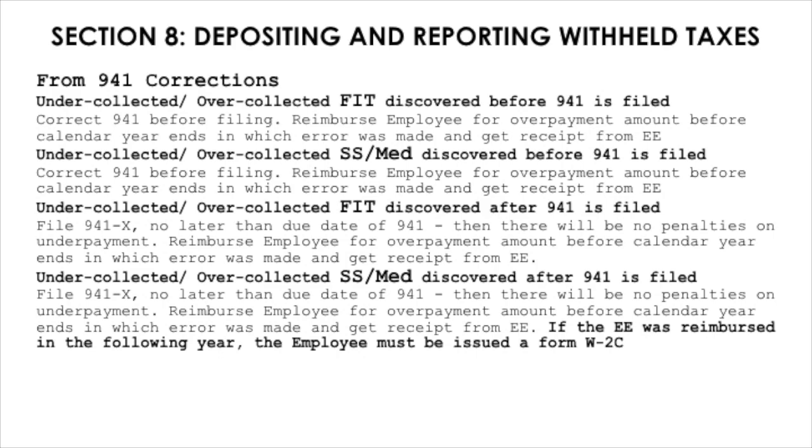If the under collection or over collection of the SS was discovered after the 941 is filed, in that case again the employer will file 941X no later than the due date of the Form 941. Then there will be no penalties on the underpayment. Reimburse the employee for the overpayment amount before the calendar year ends in which the error was made, and get receipt from the employee. If the employee was reimbursed in the following year, then the employee must be issued a Form W2C.